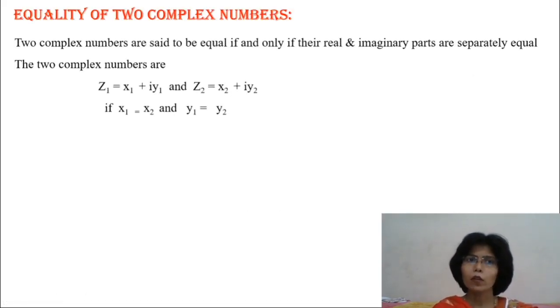Now we'll see the equality of two complex numbers. Two complex numbers are said to be equal if and only if their real and imaginary parts are separately equal. For example, z1 is equal to x1 plus iy1 and z2 is equal to x2 plus iy2. The real part of z1 is x1 and the real part of z2 is x2. So whenever x1 is equal to x2 and their imaginary parts, that is y1 and y2, are also equal, then these two complex numbers are said to be equal.